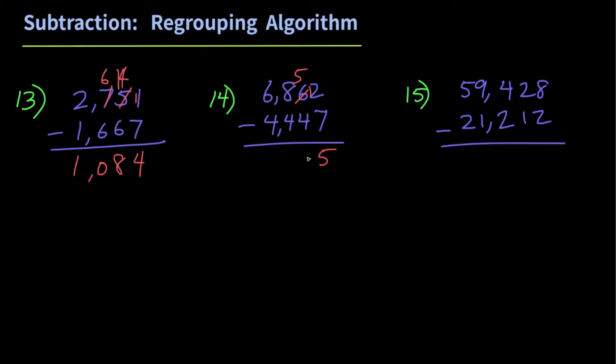5 minus 4 is 1. 8 minus 4 is 4. 6 minus 4 is 2. So the result is 2,415.